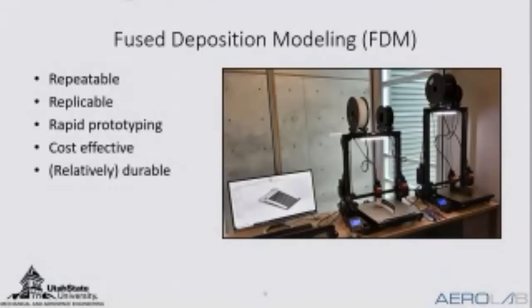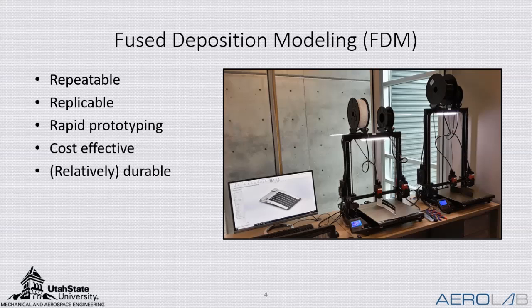And so you can take those same files and give them back to your printer and print out the same part again. It's repeatable. FDM is also replicable, meaning that I could take those part files, the printer settings, the printer specs, give them to someone else, and they would be able to get a 3D printer and create the exact same part. A third benefit to FDM is that it is very quick at manufacturing.